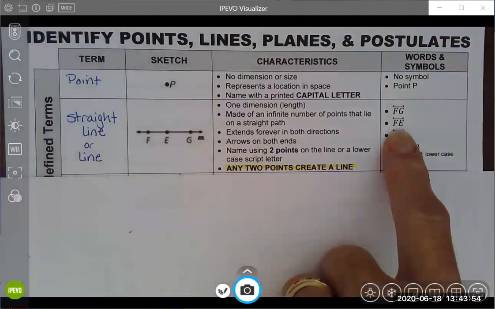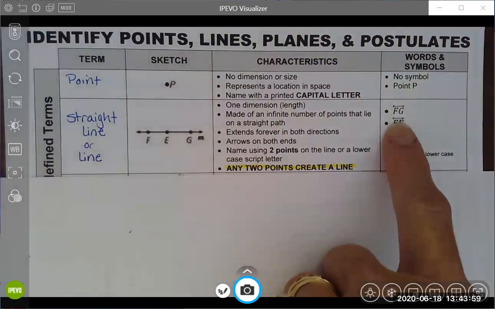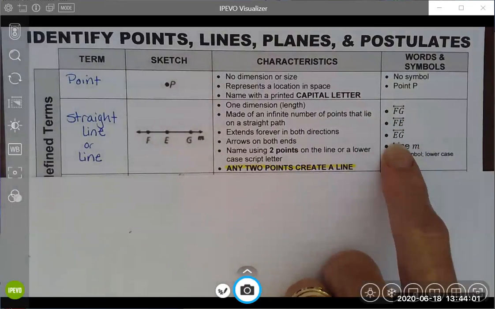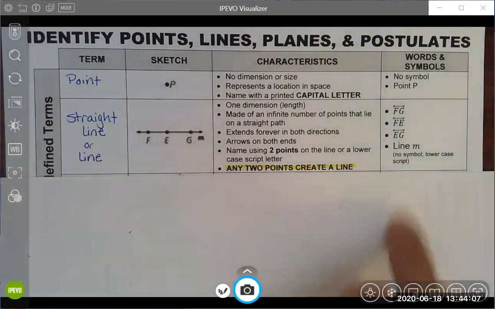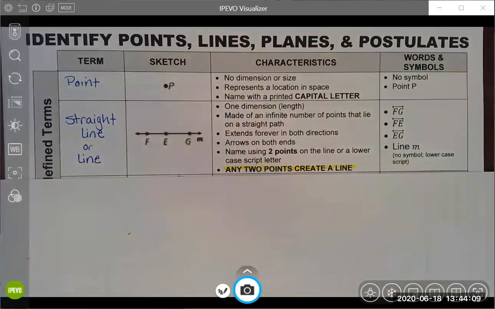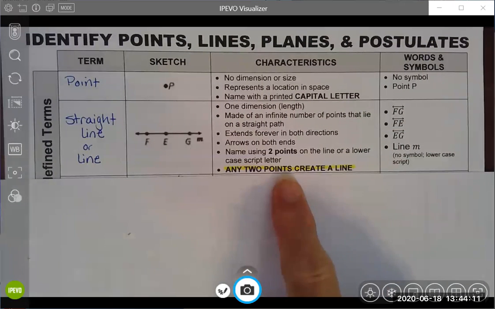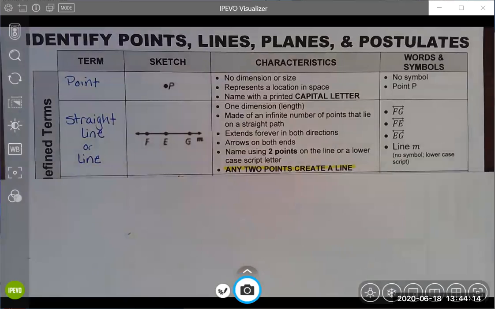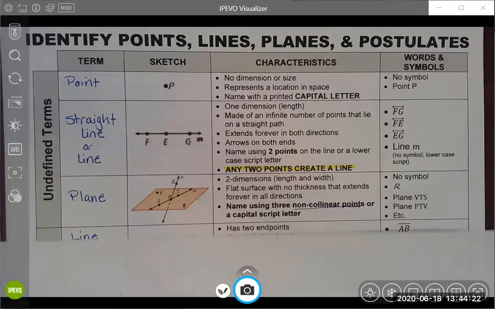As I was saying, the order that you name the points on your line does not matter. So line FG is the exact same line as FE, which is the same line as EG. We can also represent it with a lowercase cursive letter. So that's a different way to see a line written. The most important thing to remember is that any 2 points can create a line, even if the line is not drawn between the 2 points. Because we have 2 points, we could have a straight line.